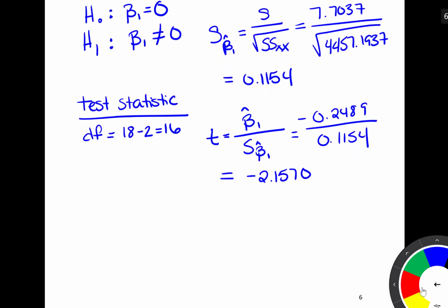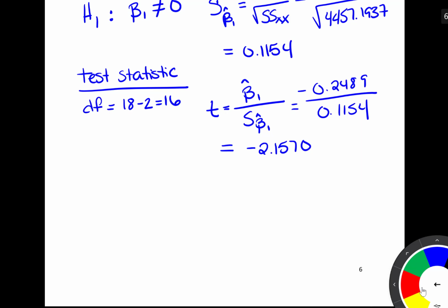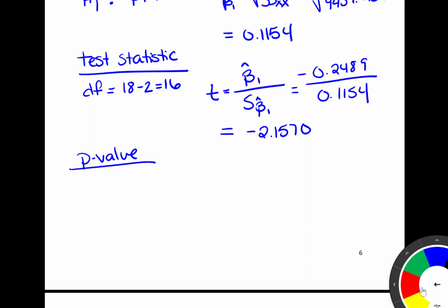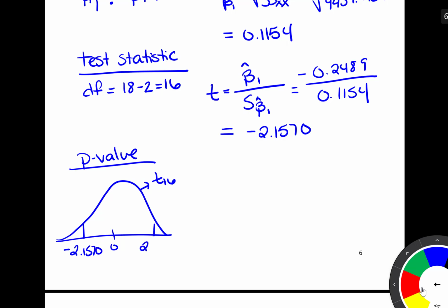And now that we have that test statistic, the next thing we need to do is find our p-value. Now in lab this week, you saw how to find area under different curves as well as endpoints. This comes in handy when we need to find p-values or later on when we need to find critical values. So talking through this, the test statistic does come from a t-distribution with 16 degrees of freedom. So if I were to draw a t-distribution, so this is a t with 16 degrees of freedom, what I'm saying when I'm looking for the p-value, since this is a two-tailed test, I want to mark negative 2.1570 here and the positive value here.